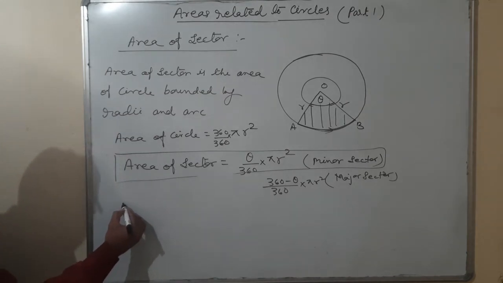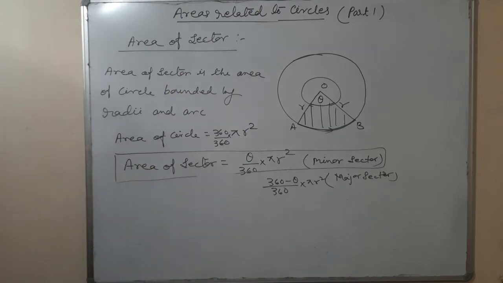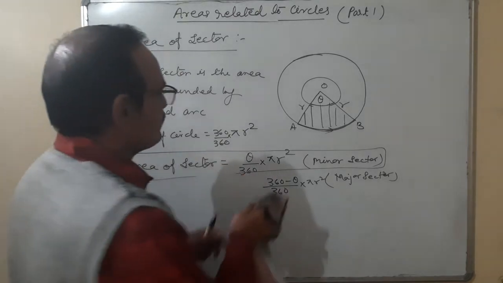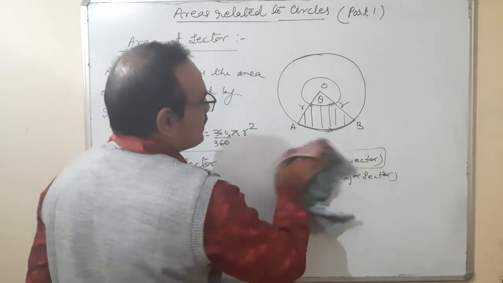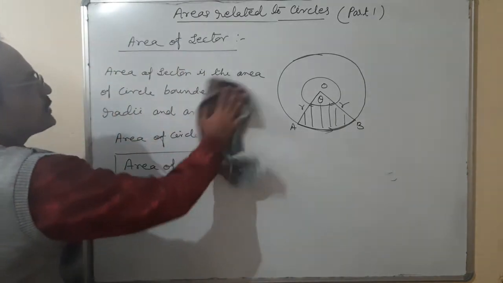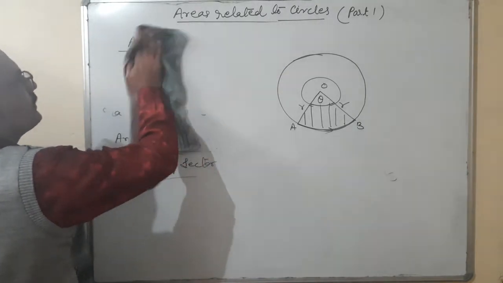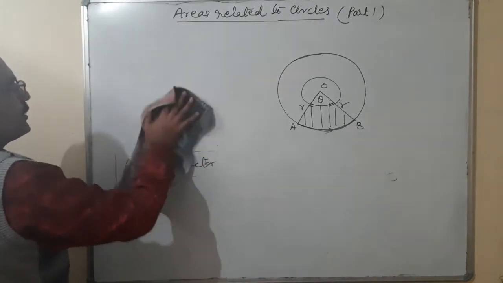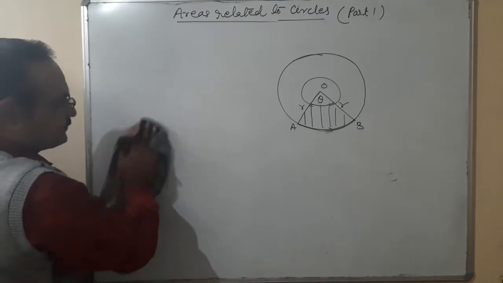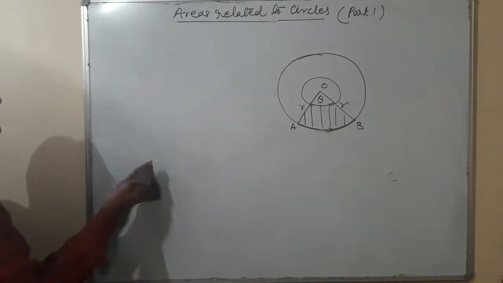Second is area of segment. So we will remember one thing, how to find the area of sector: theta upon 360 into pi r square. And what is the definition of area of sector? The area of a circle which is bounded by radii and arc. Okay, that is the area of sector.